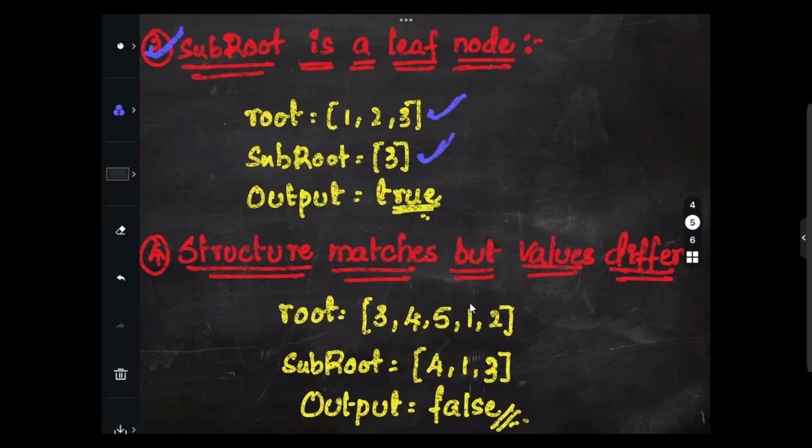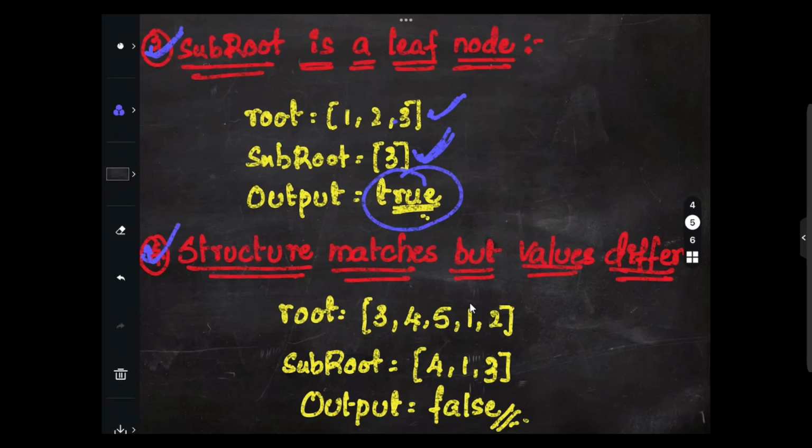In this subroot we have 3. A single node tree can match a leaf node, right? So in this case we will return true. So let's move on with the fourth edge case here.